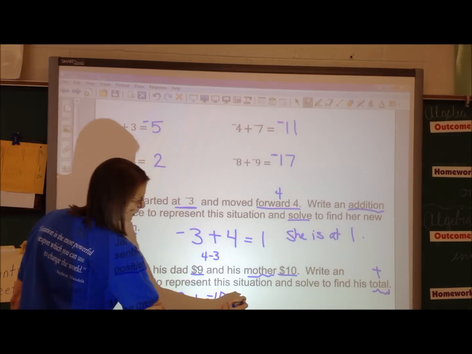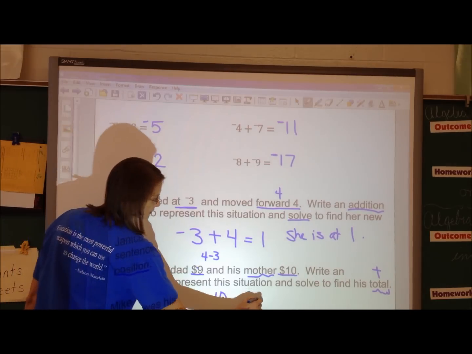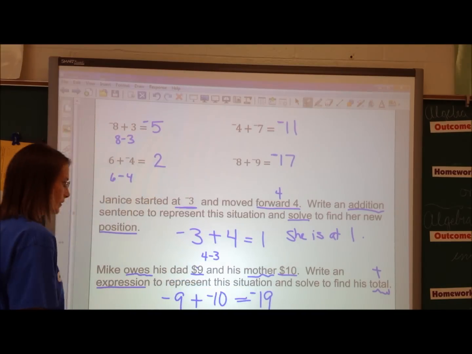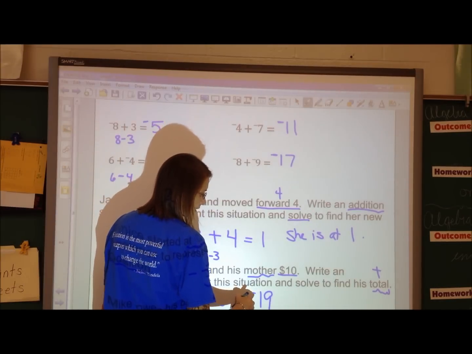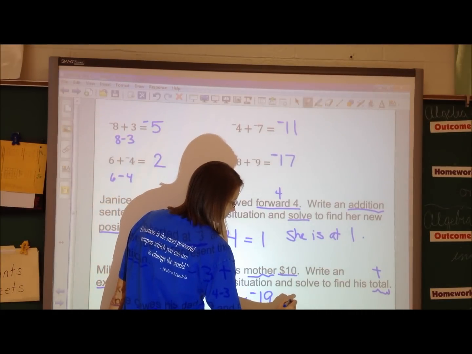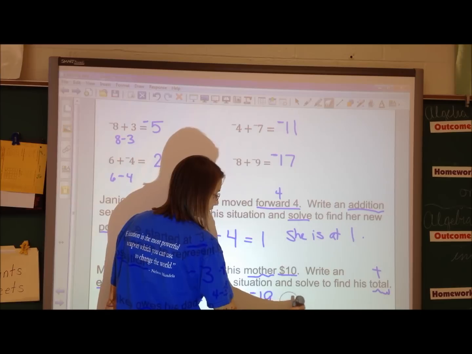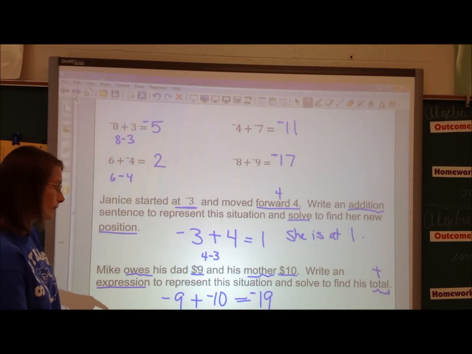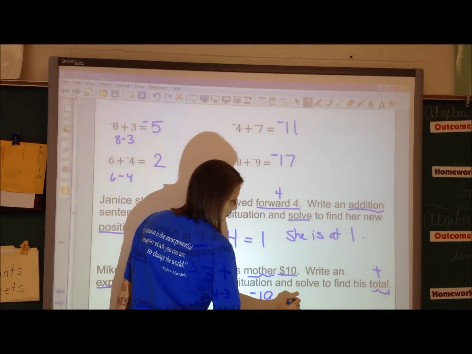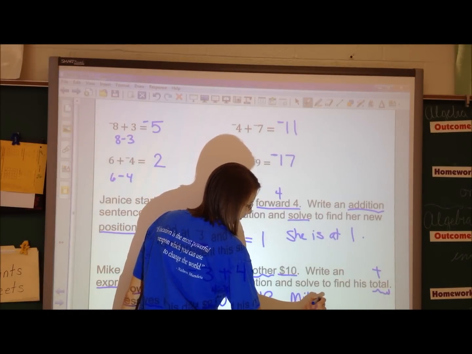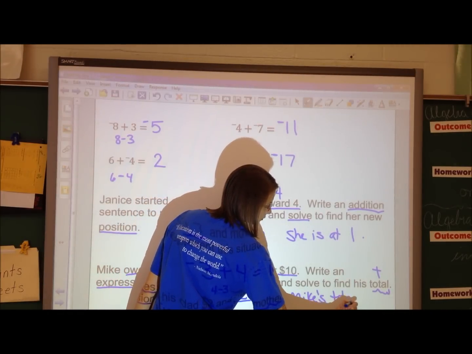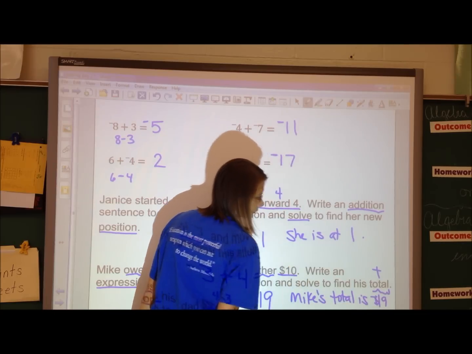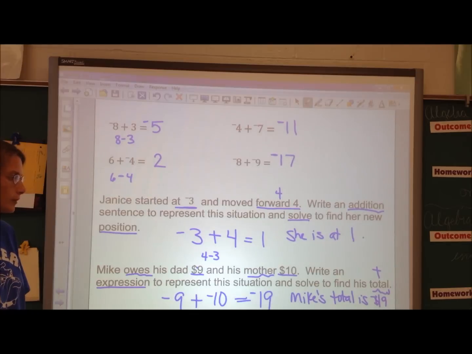Signs are the same, add them together, 9 plus 10 is 19, keep the sign, -19. So Mike, he doesn't really have it, he owes it. So Mike's at -19. It just said to write the expression and solve it. So I found his total. So Mike's total is -$19. He has a -$19. He better work to make some money, guys.